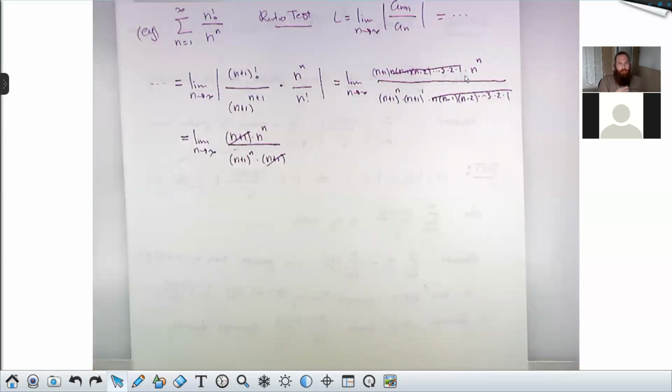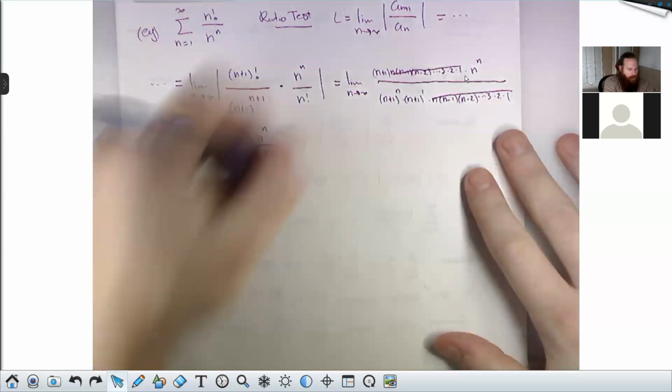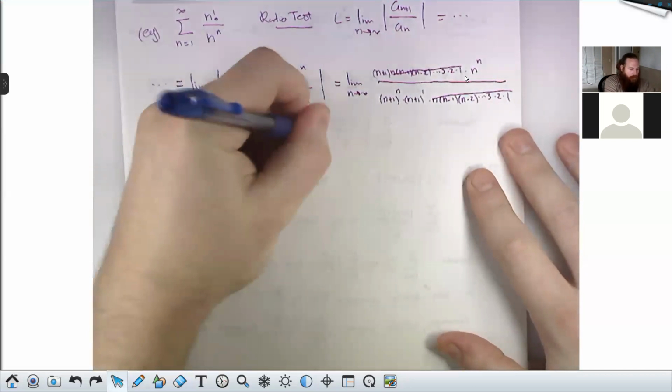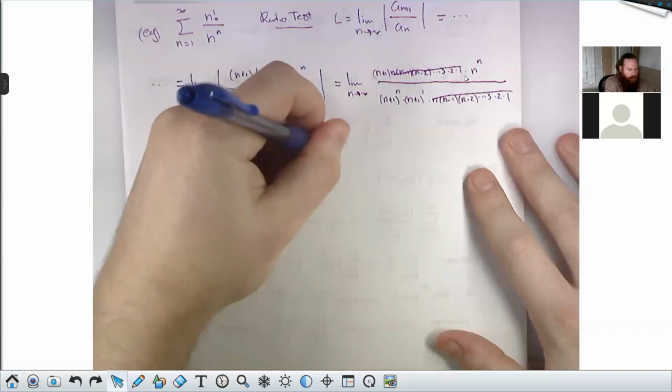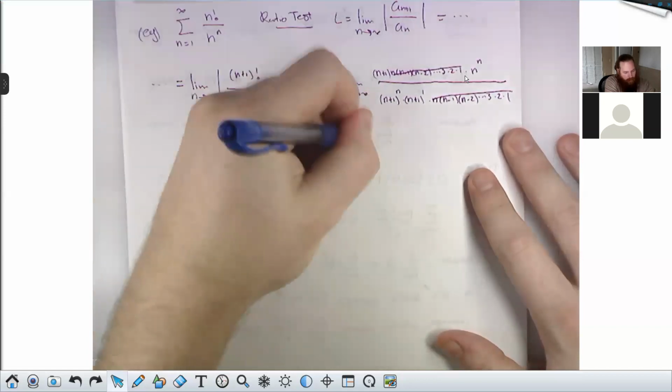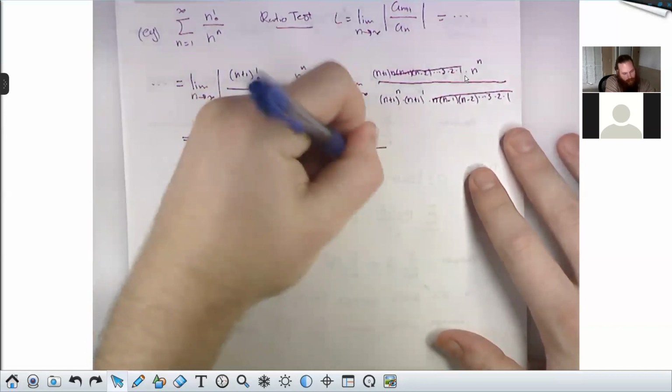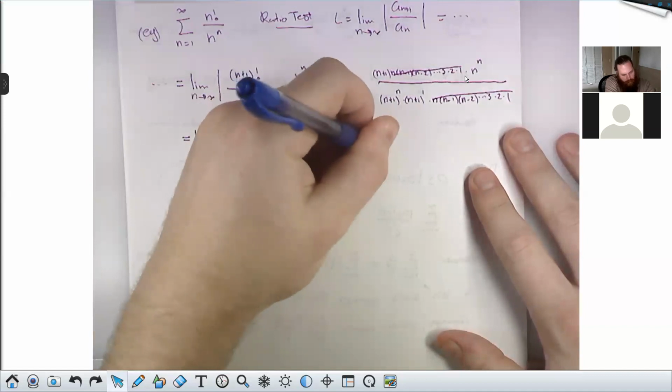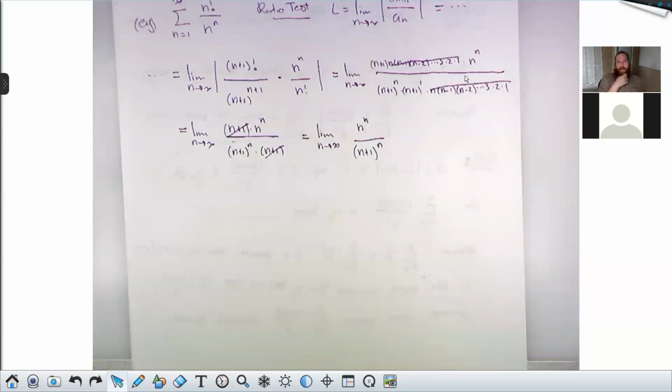So there's an awful lot of cancellation here. At the end of the day, I have the limit as n goes to infinity of n to the n over n plus 1 to the n. And both the top and bottom are going to infinity as n goes to infinity. It's not an easy thing to L'Hopital though, because the derivative of n to the n is horrendous.